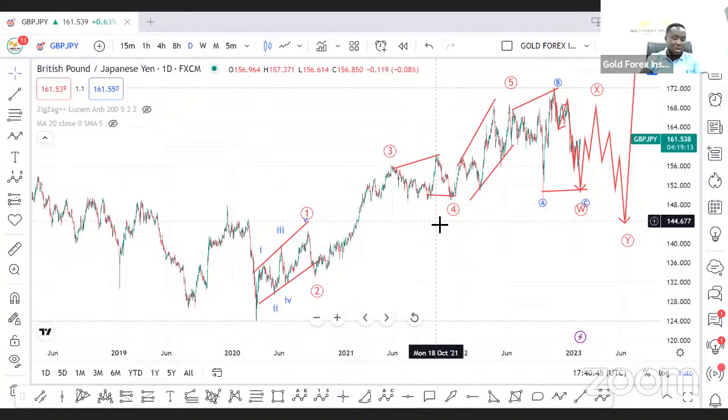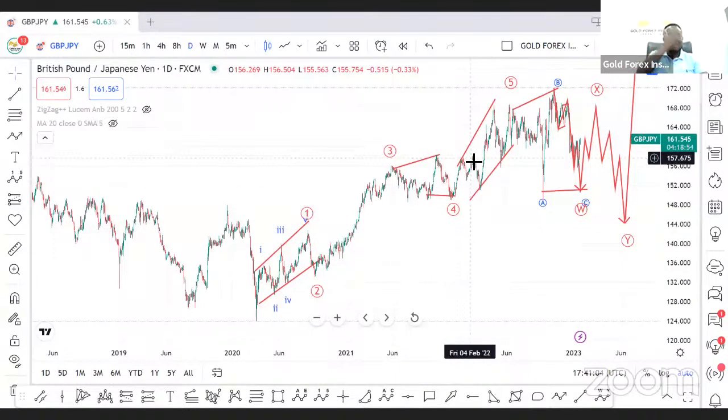Double top, double bottom, or maybe they can extend it to smart money concept, and that's it. When you get an opportunity to learn Elliott waves, harmonics, you guys are missing out there. So let me try and show you something.